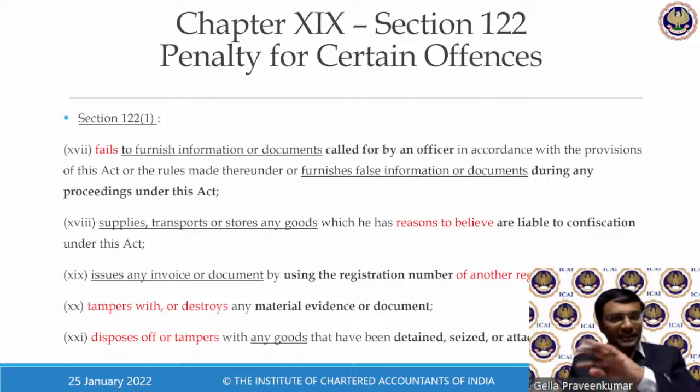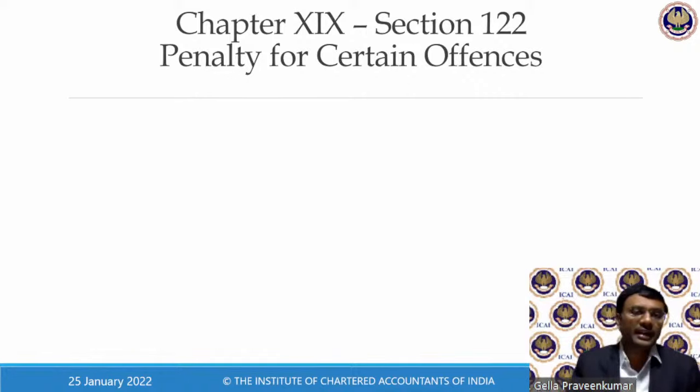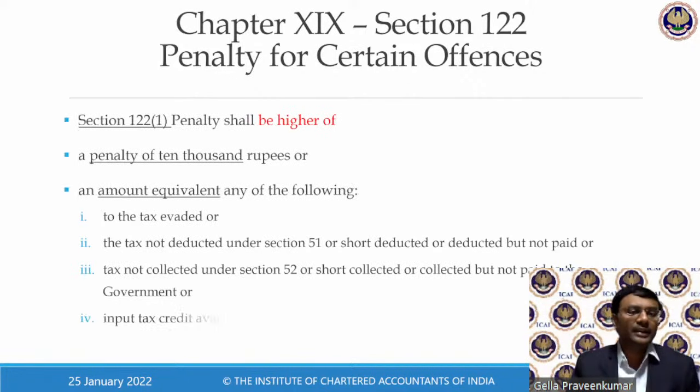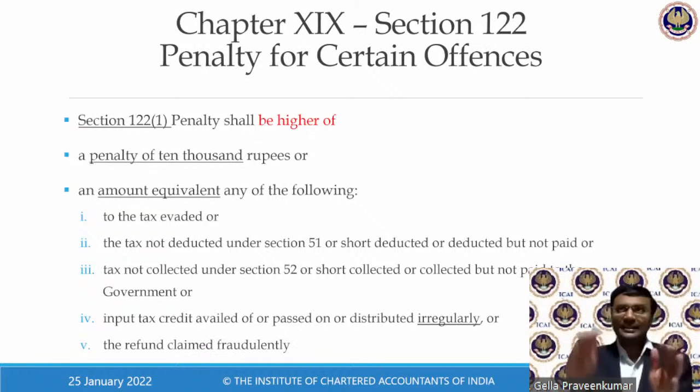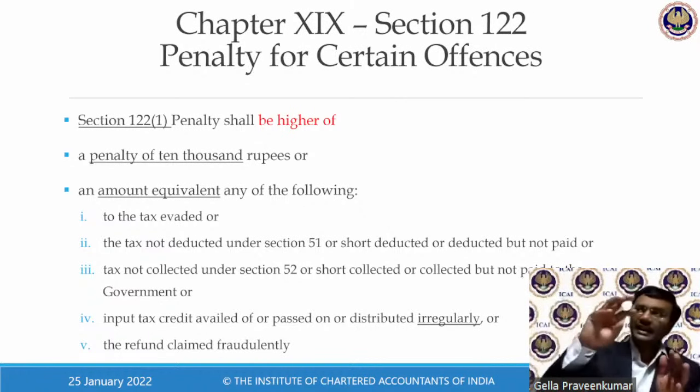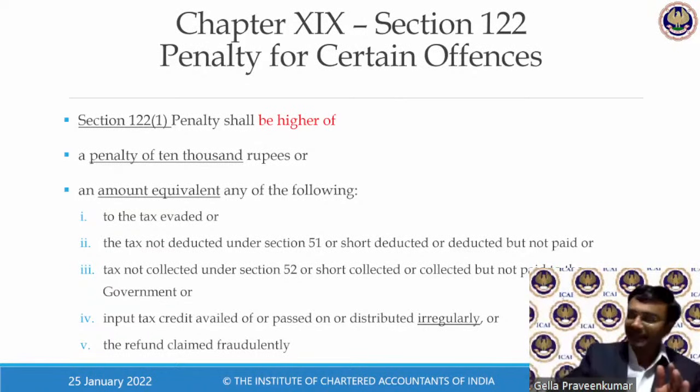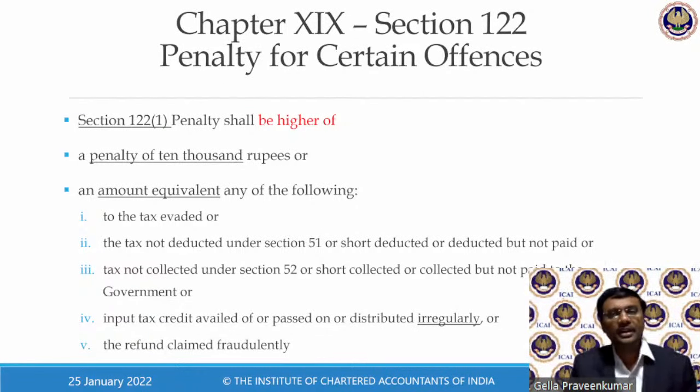This is how we bifurcate all these aspects and examine what penalty is to be paid. Please understand, for any of these 21 offences, the penalty is 10,000 or the tax evaded, the tax not paid, the TCS not paid, ITC which has been wrongly or irregularly availed or distributed, or refund which has been sanctioned. This is a quantification done under section 122. Before I proceed, let me see if there are any further questions.